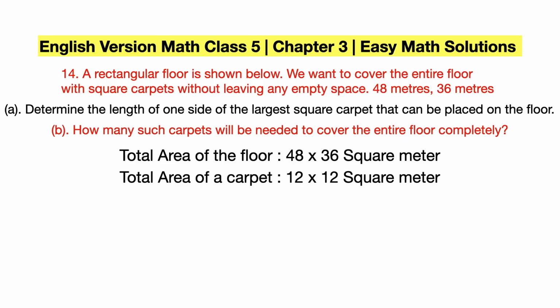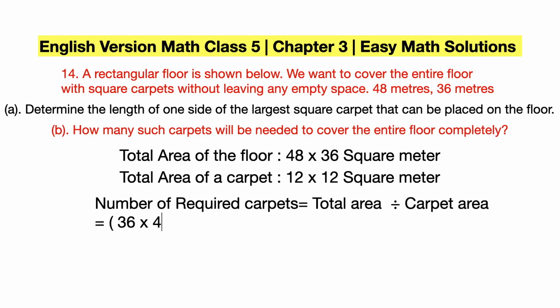The total area of the carpet: one side we already found is 12 meters. Then the carpet size is 12 times 12 square meters. Then we can find how many carpets are required for the entire floor. Here, total area divided by carpet area. Total area 36 meters times 48 meters divided by 12 meters times 12 meters. Then we divide and the answer is 12. That means we need 12 pieces of carpet to cover the entire floor.